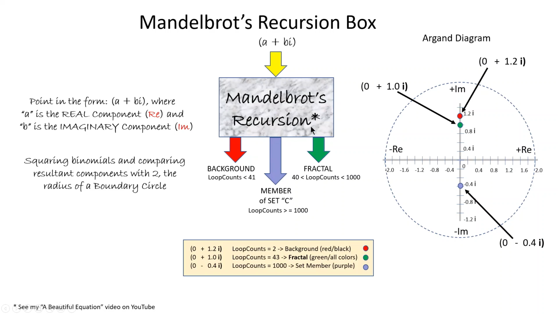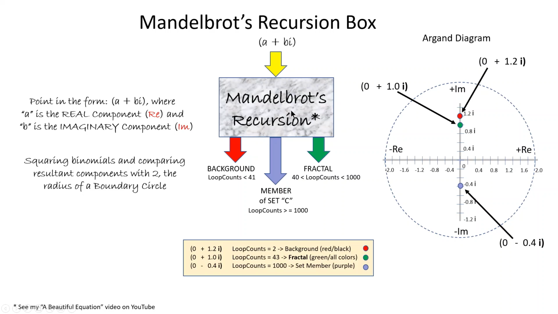So he came up with this equation, and he started feeding points into it, and it started talking to him, telling him what colors to use, telling him what kind of point it was, whether it was a fractal, whether it was a set member, or whether it was just plain old background. And I'm sure he was amazed, just like we are. What possible kind of mathematics in there could give this kind of information?